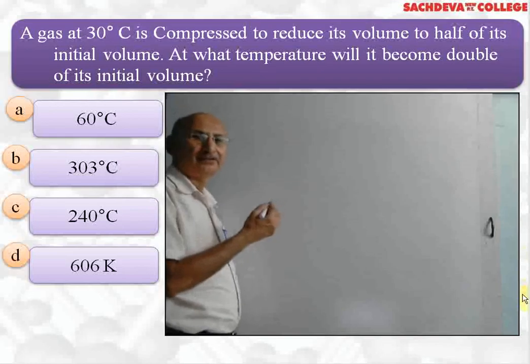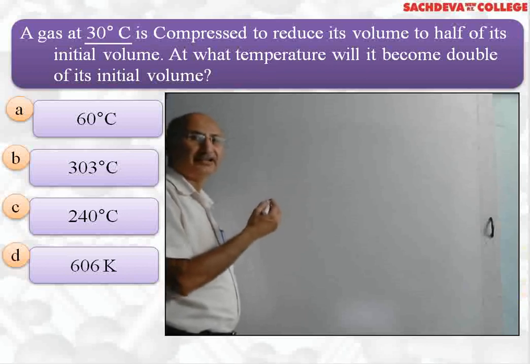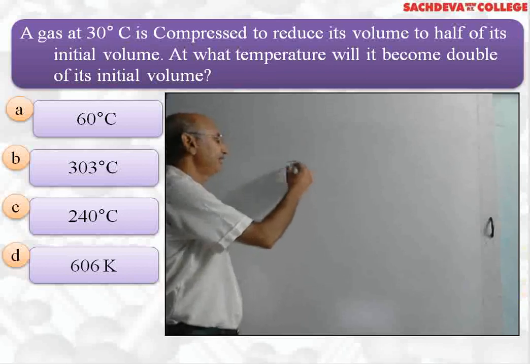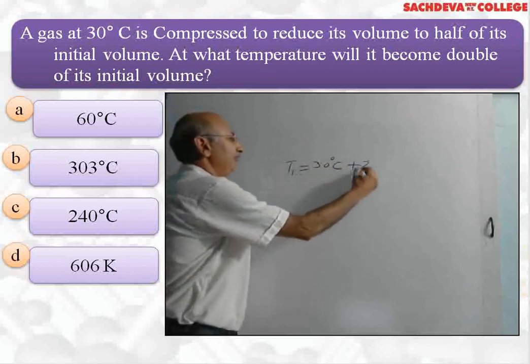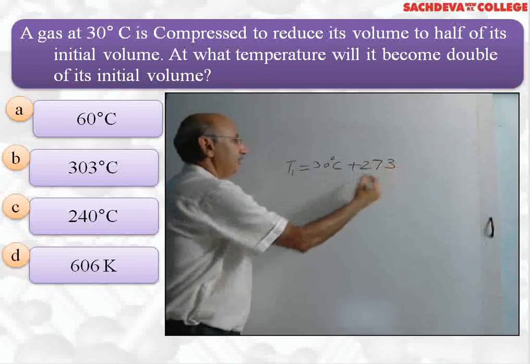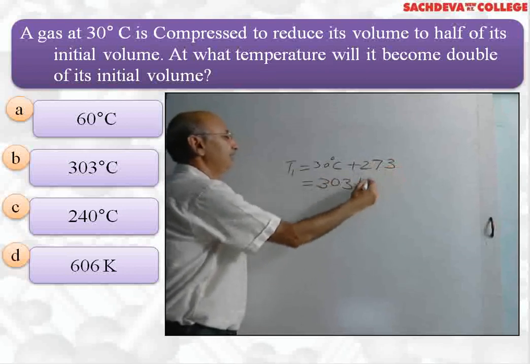Let's take up this question. This is a multiple choice question. A gas at 30 degrees centigrade, T1 is 30 degrees centigrade. Now we want to convert it into Kelvin, so add 273, you will get 303 Kelvin.